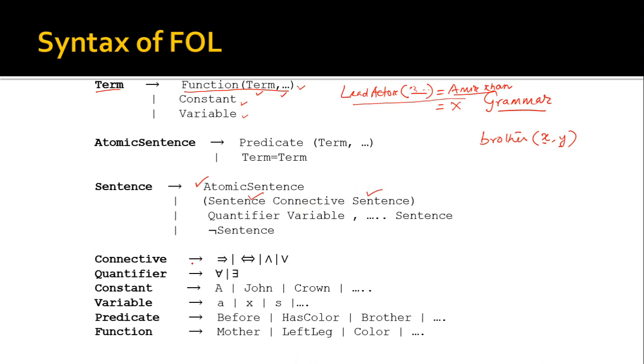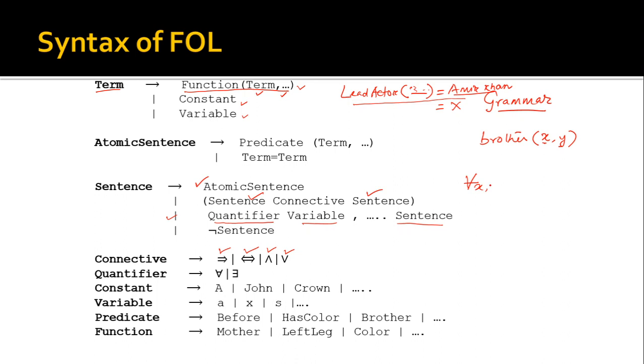Now a sentence can be an atomic sentence, or it can be two sentences connected via a connective, and the connectives we know already: the forward implication, the both way implication, logical and, logical or, right? Another kind of sentence one can write is a quantifier followed by a set of variables and then a sentence. The example of which we have already given. So this is an example of a quantifier.